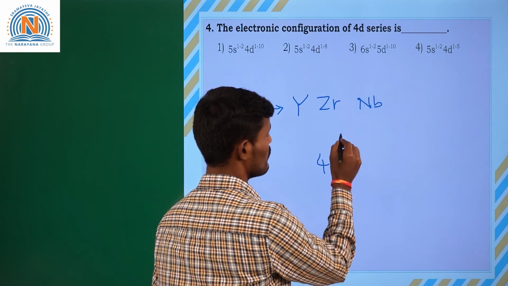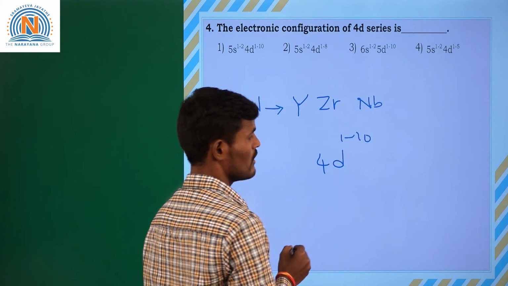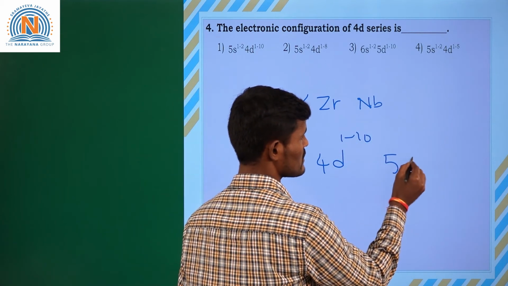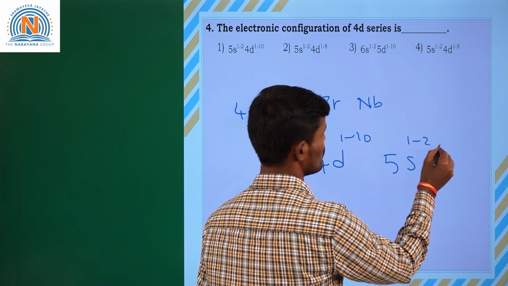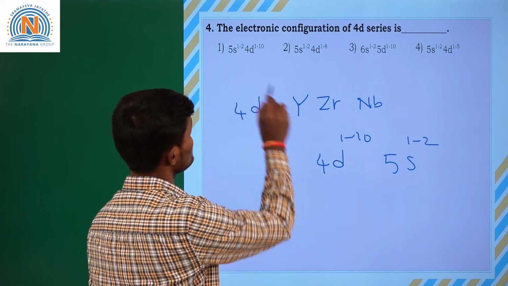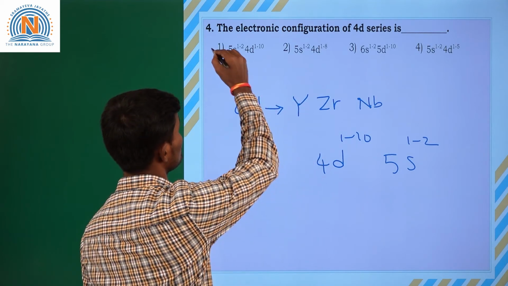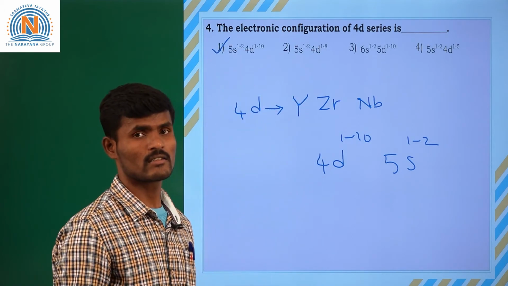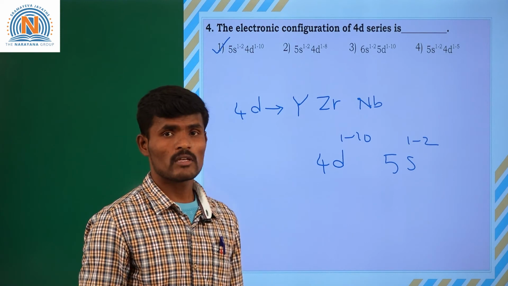4d 1 to 10, next to 5s 1 to 2. Here 5s 1 to 2, 4d 1 to 10. So the first option is correct. Come to the fifth question.